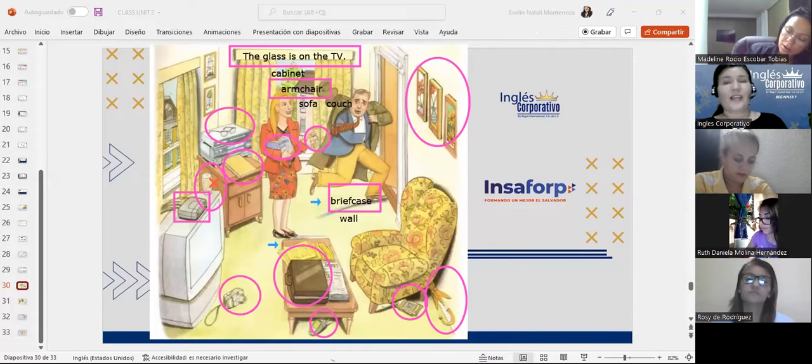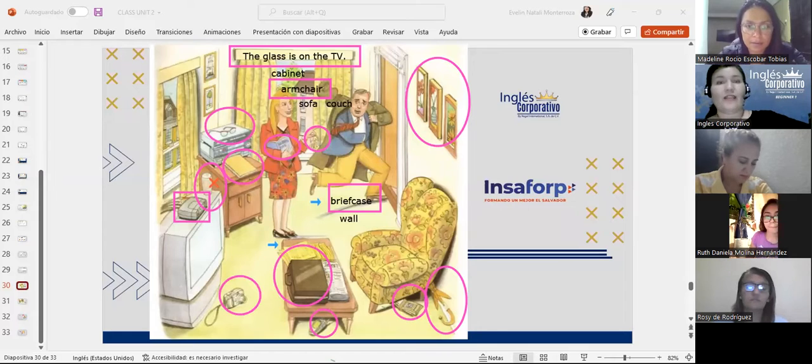Excellent. The cell phone is under the table. Very good. The wallet is under the armchair and next to the umbrella. Very good. The glasses. Okay, Ricardo, glasses con doble S y S al final, glasses. Y como es plural, the glasses are on the radio. Let's see, the notebook. José Wilfredo, notebook es una sola palabra. The notebook is on the cabinet.